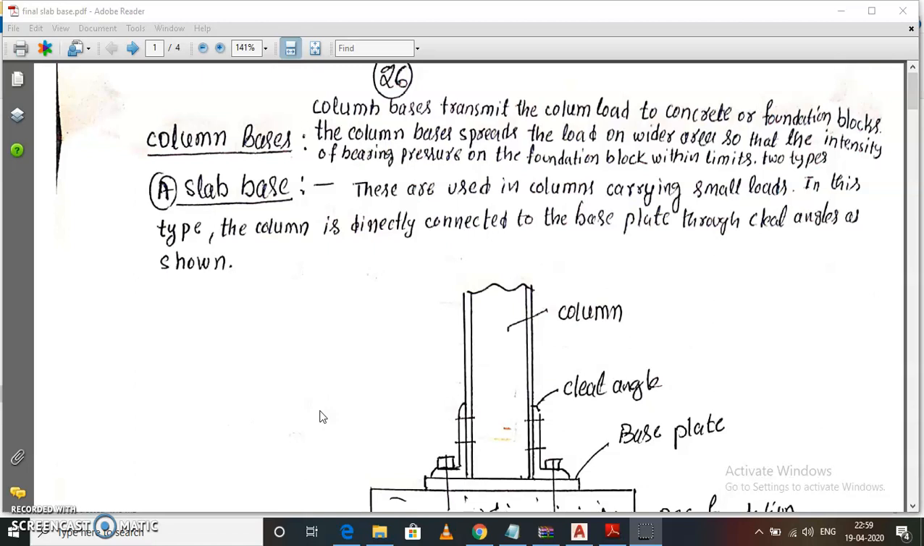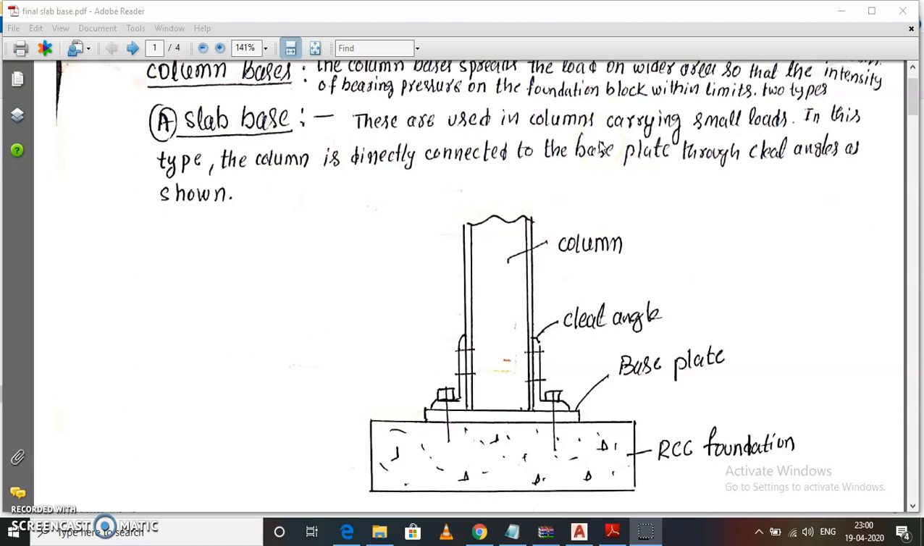So today let us see the design of column bases. The column bases transmit the column load to concrete or foundation blocks. The column bases spread the load on a wider area so that the intensity of the bearing pressure on the foundation block is within limits. So the main function of the column base is to transfer the column load uniformly on the foundation block.